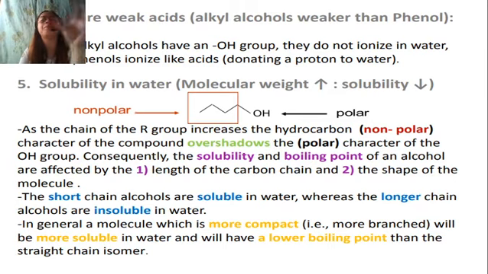Then 5, solubility in water. The molecular weight taas siya compare sa iya nga solubility. Meaning, molecular weight kung ang solubility is inversely proportional. So, as the chain of the R group increases, the hydrocarbon or the non-polar nga group character of the compound overshadows the polar character of the hydroxyl group. Consequently, the solubility and boiling point of an alcohol are affected by the length of the carbon chain, the shape of the molecules, because the more complex ang aton nga ginatawag na compound, the more double bond, the more triple bond, or the bigger ang molecule nga inside sa aton compound.